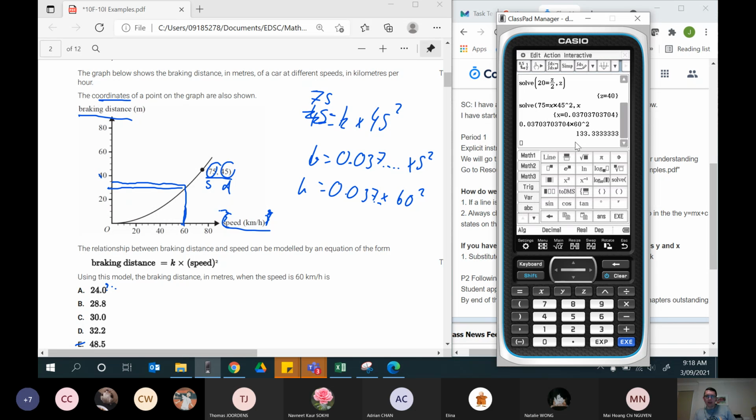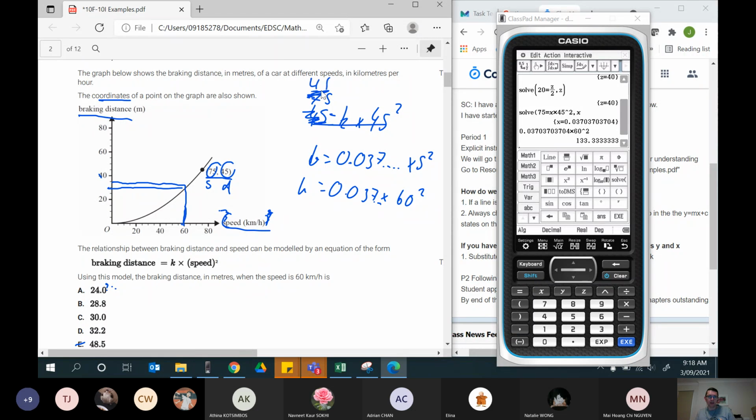What have I done wrong there? I've got 133.75 and 45 the wrong way round. Did I? I did at the start, did I? Oh, X and Y. Sorry, thank you. Speed and distance. Oh, I stuffed that up completely. I did do it the wrong way. Thank you. 45 equals K. I was just completely checking you guys.